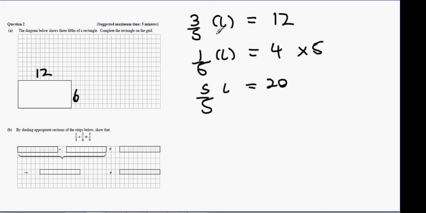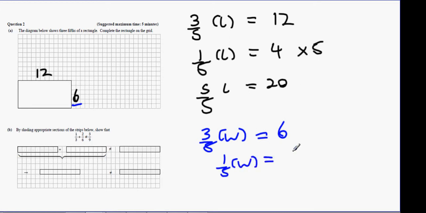Okay? Then 3/5 of the width is 6. What's 1/5 of the width? Is it a bigger or smaller number? Smaller. By how much? 3 times smaller, because 1/5 is 3 times smaller than 3/5. It goes to 2. Now we need the full width, which is 5/5 of the width, which is going to give us 10.